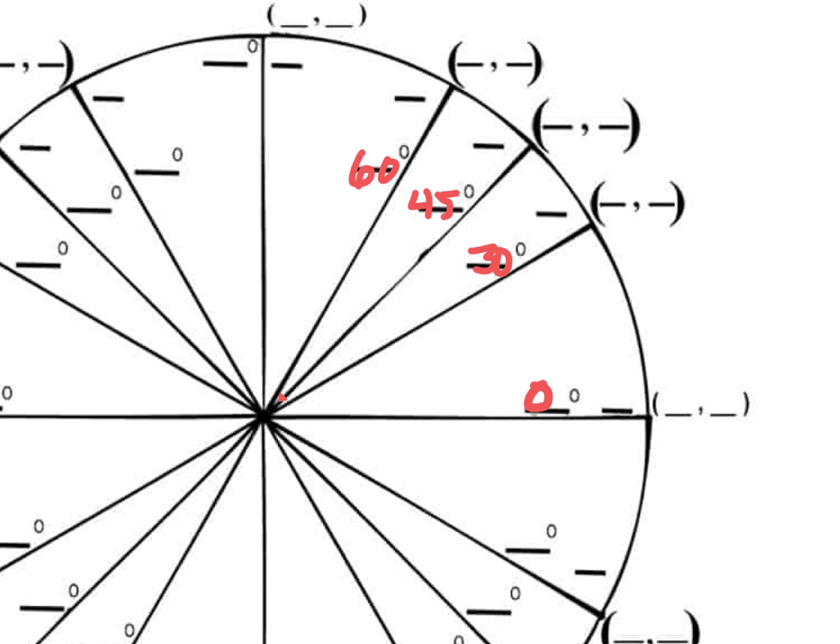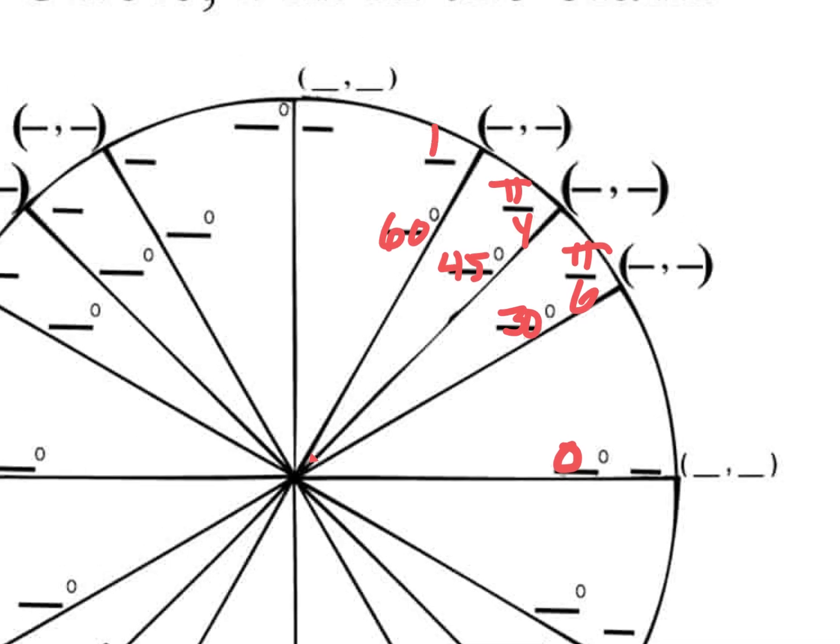What is 30 again? Pi over what? 6. What's 45? Pi over what? 4. Good. What's 60 degrees? Well, technically it's 2 pi over 6s. But that's the same as 1 pi over 3. Good. And then this one's 90 degrees, and it's pi over 2. You see how they want those filled out?